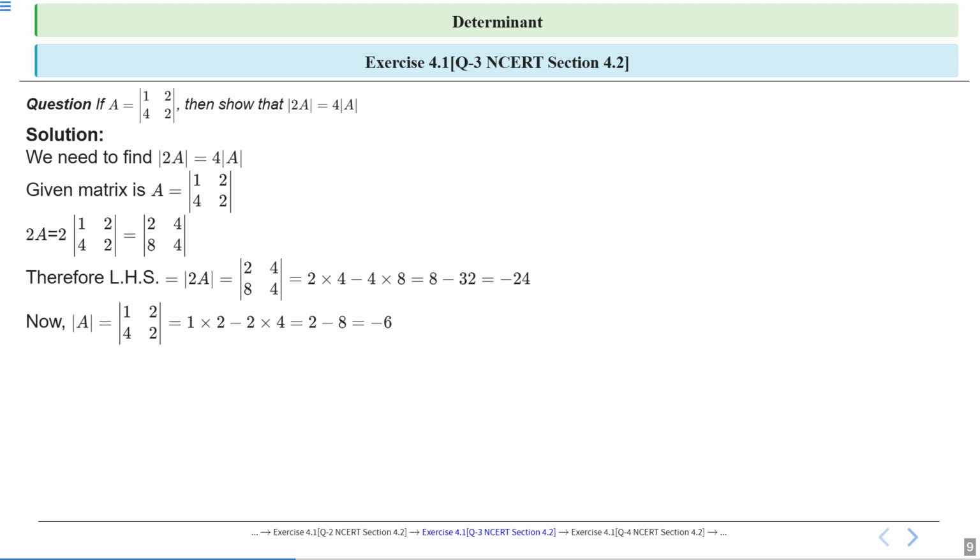So now we solve the RHS part. In the RHS part there is 4 into determinant of A. So we have to calculate determinant of A. So determinant of A, the determinant of 1, 2, 4, 2, is the product of the diagonal elements, that is 1 into 2, minus the product of the off-diagonal elements, that is 2 into 4. So it becomes 1 into 2 minus 2 into 4, that is 2 minus 8.